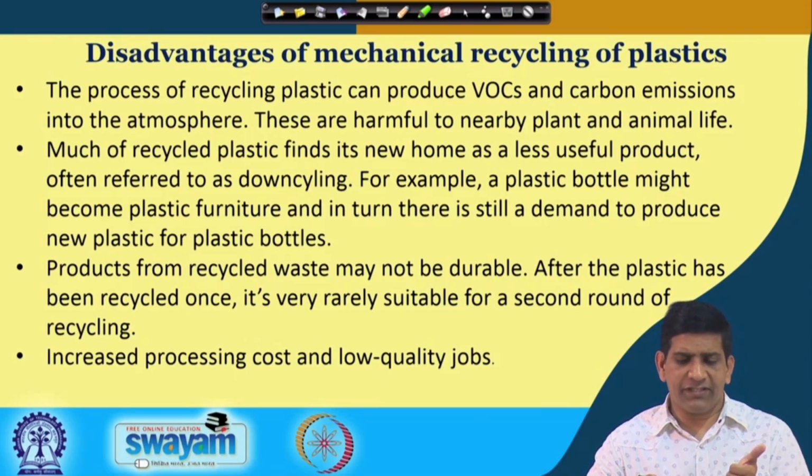Much of the recycled plastic finds its new home as a less useful product. That is recycling, but it is not what is known as upcycling, where you are making a better product than the initial product. Usually it ends up being a slightly inferior product than the initial product, which is often referred to as downcycling. So a plastic bottle might become plastic furniture, and in turn there is still a demand for making new plastic for plastic bottles. It does help, at least we don't need new plastic for plastic furniture, but since it's mostly downcycling, we do need to produce newer plastic for the kind of material from which this recyclable plastic was sourced.